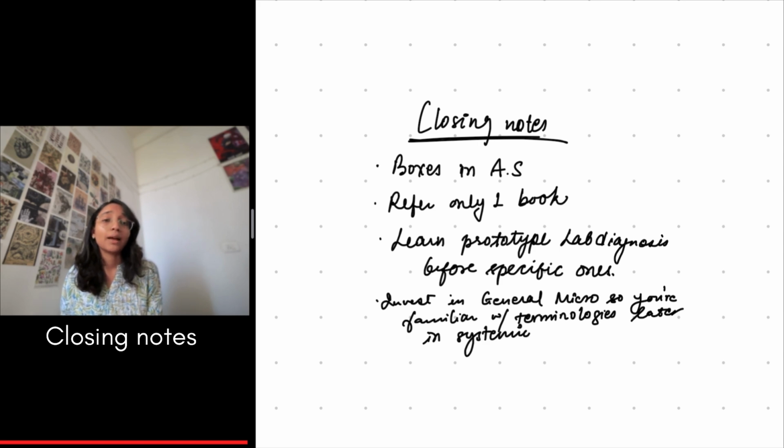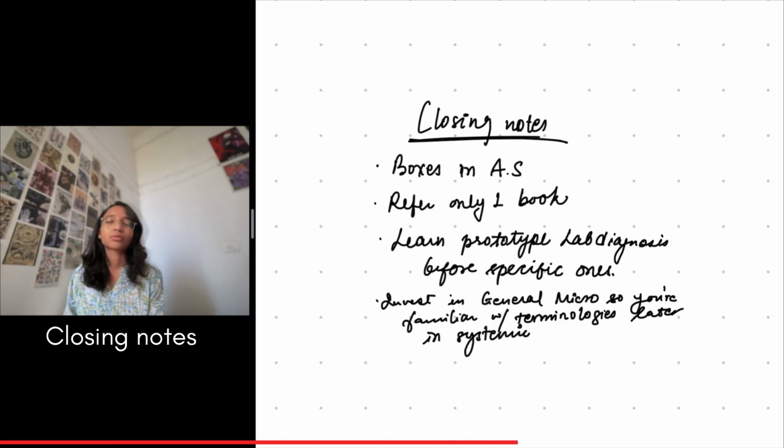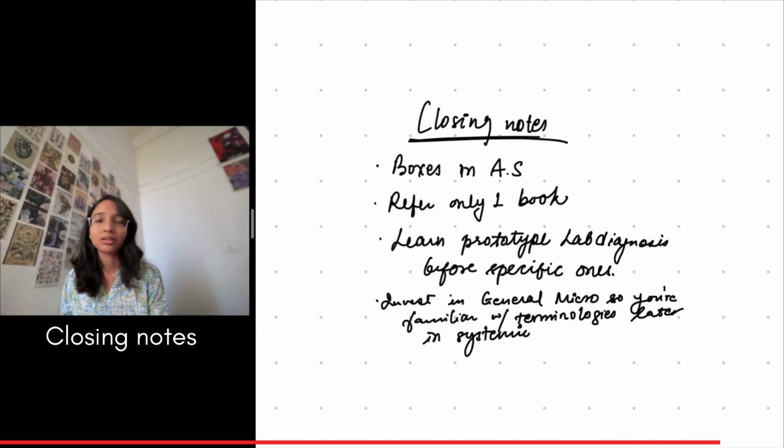Learn the prototype lab diagnosis. For almost all the trematodes, the lab diagnosis is very similar to each other with maybe one or two different specific tests. So you learn the generic prototype lab diagnosis before you try to learn the specific one. And invest in general micro, so that the next time you hear culture media, name of a specific culture media, you know what is going on, so that you're familiar with the terminologies which will inevitably come up later in the systemic part.